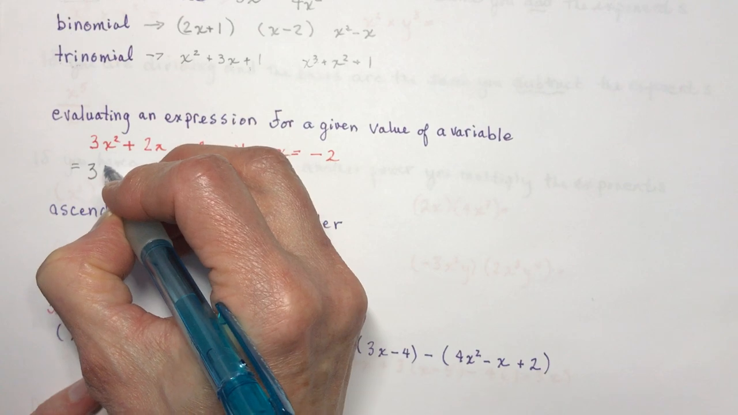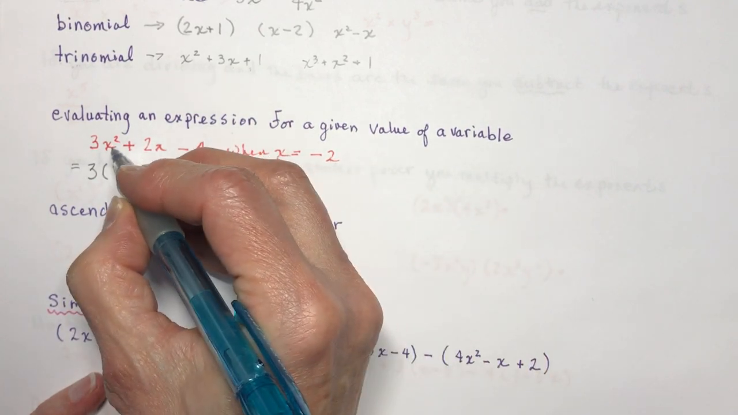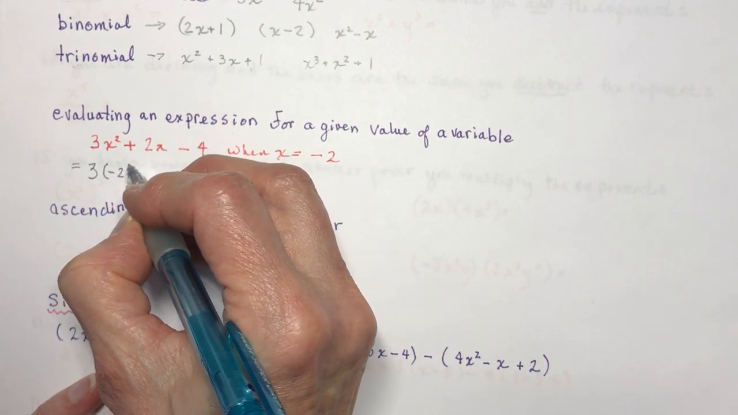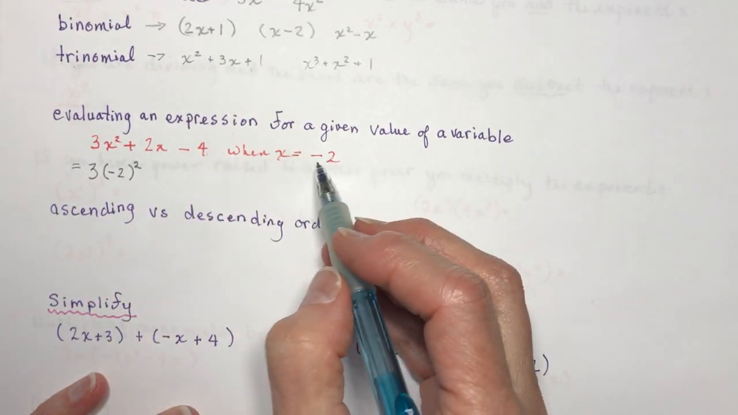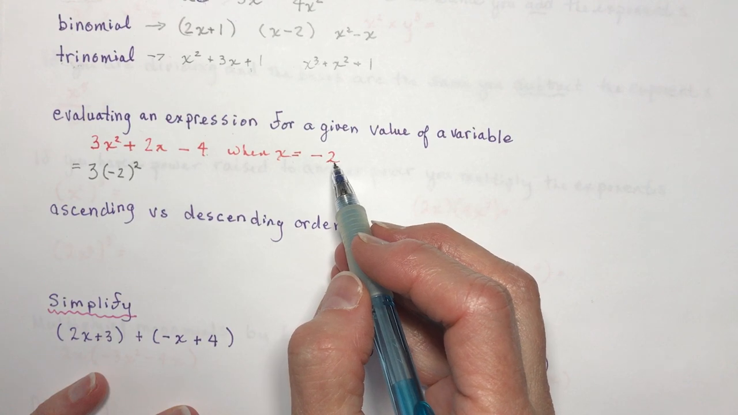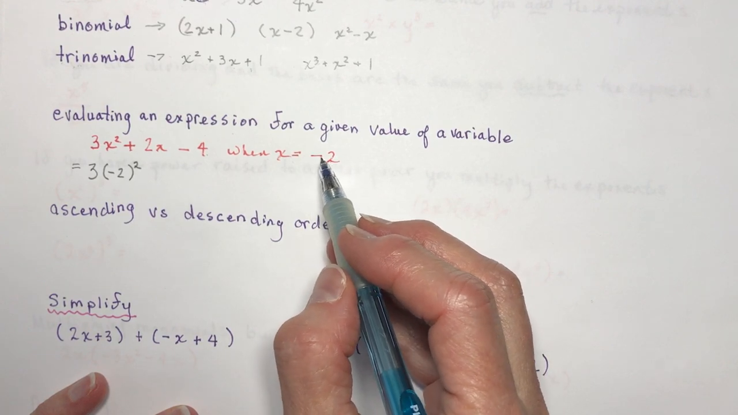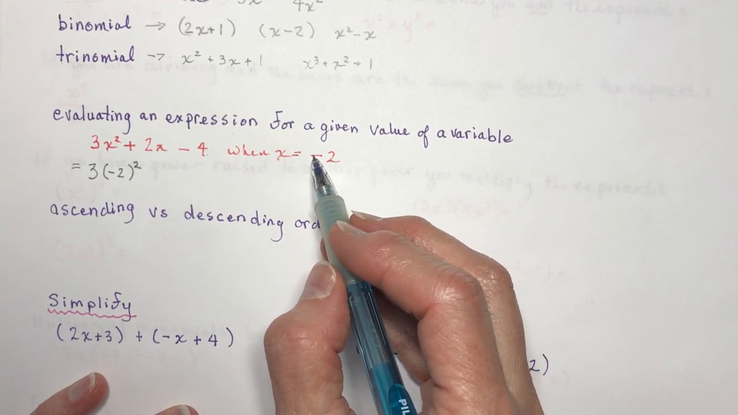And everywhere you see an x, you're going to put a bracket and plug in the value that I have here. Most important are these negative ones. Not most important, but trickiest ones. You have to be very, very careful anytime you see a minus sign in math.